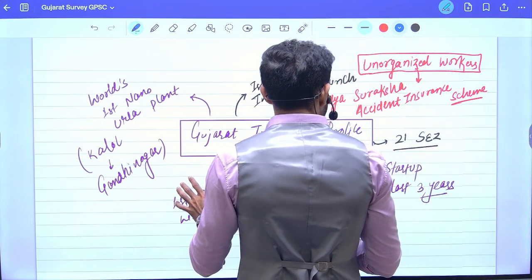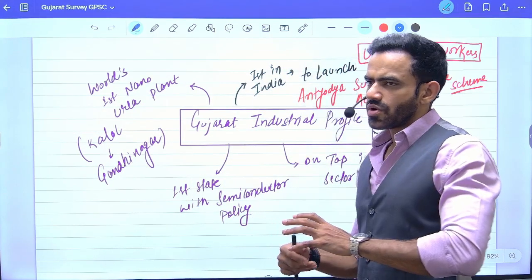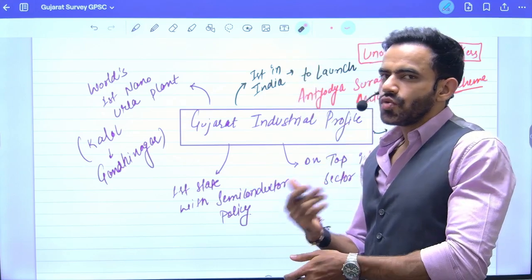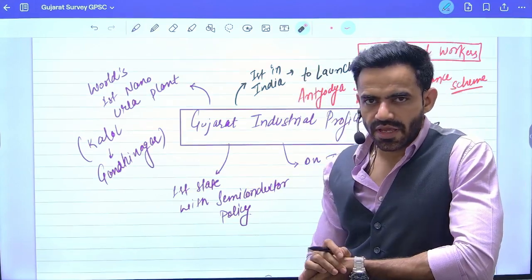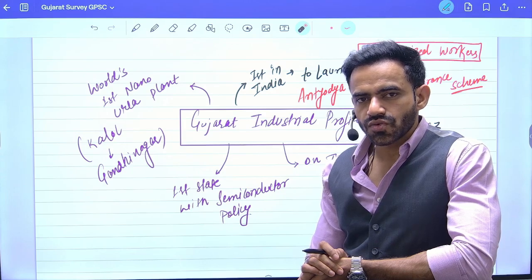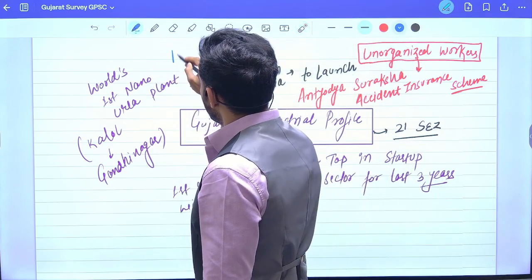Now let's discuss the industrial profile of Gujarat. So recently, the world's first nano urea plant was set up in Kalol in Gujarat. Nano urea basically refers to liquid urea, and this is by IFFCO.